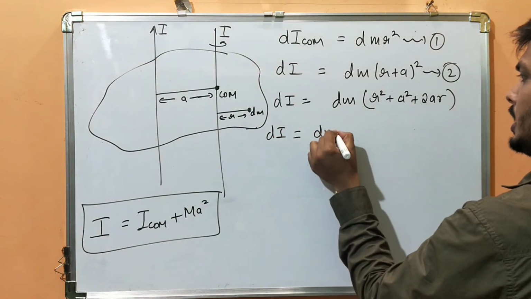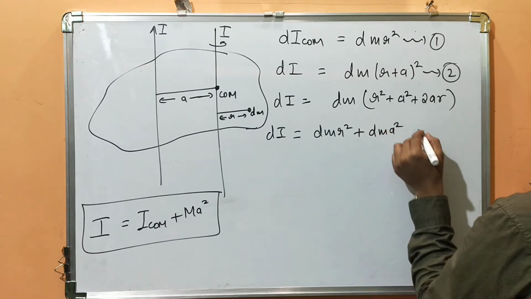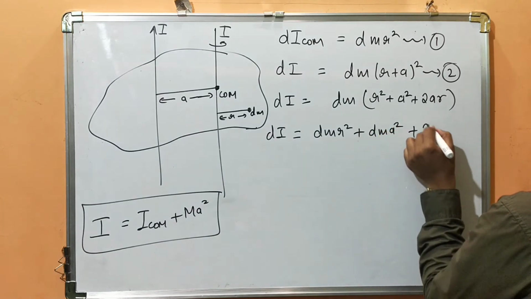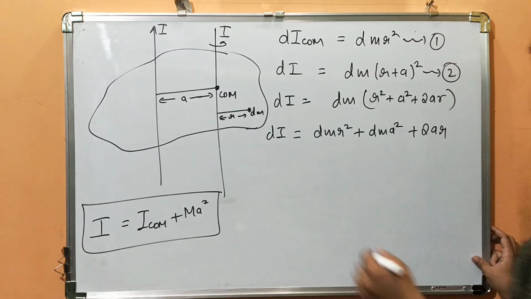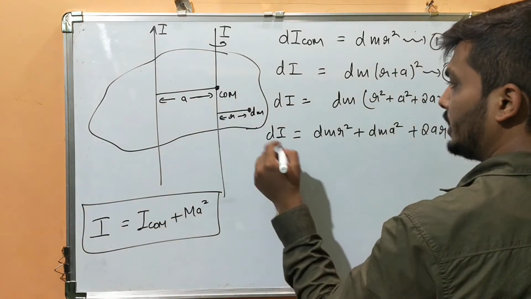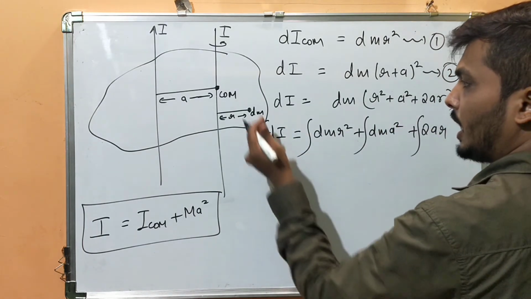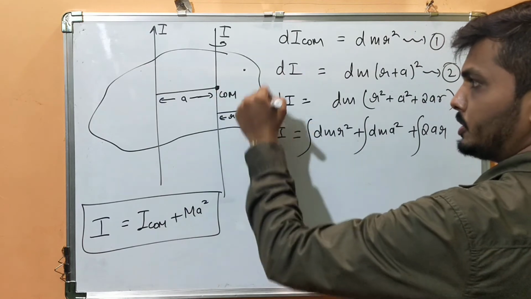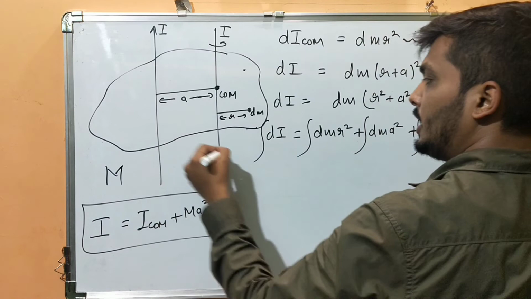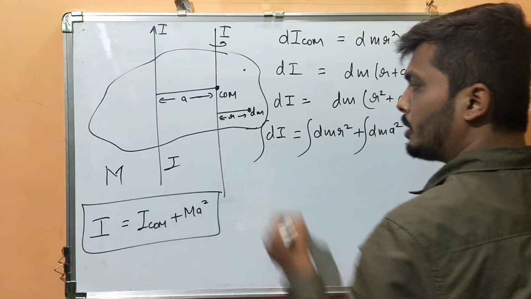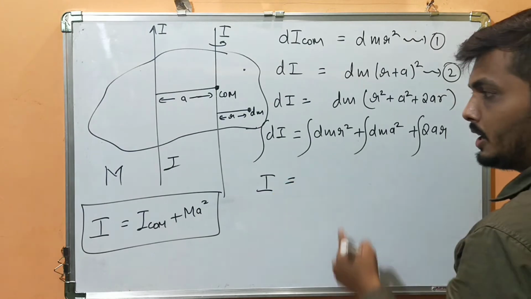dI will be what? dm r square plus dm a square plus 2ar. Have you understood? So dI will be what? Once you integrate this, after integration I told you dI. Similarly, if I take a small mass dm here, dm will give me total mass m. Similarly, dI will give you total moment of inertia I. So after integrating you will get total moment of inertia I.